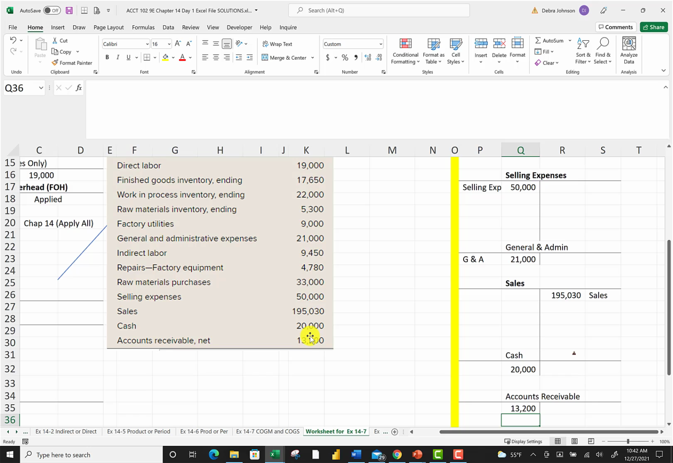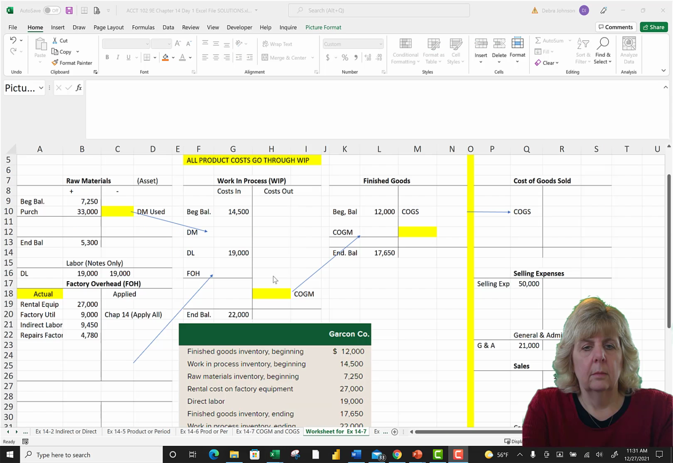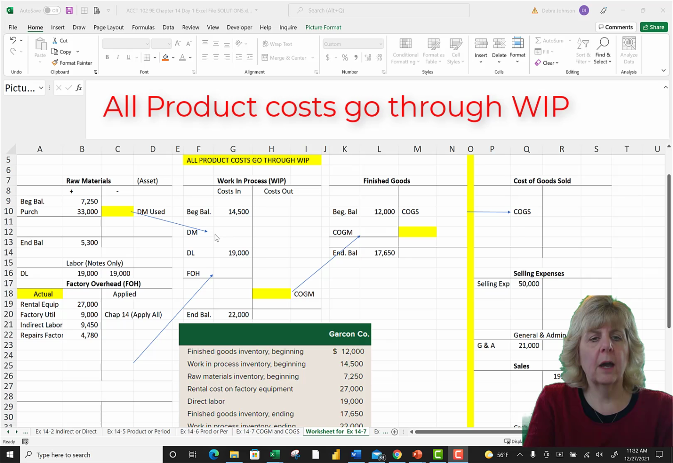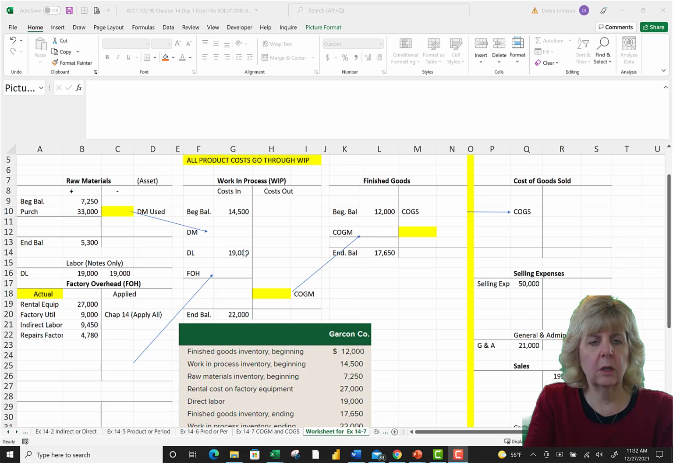Okay, take a deep breath because now we're going to do some calculating. I would encourage you guys to get your calculators out, or if you know how to use Excel, you can do the calculations with me here. Okay, let's finish up the problem by performing some calculations. Again, all product costs go through WIP. So we know that direct materials used need to go through WIP, direct labor needs to go through WIP, which we already have, and factory overhead needs to go through WIP.